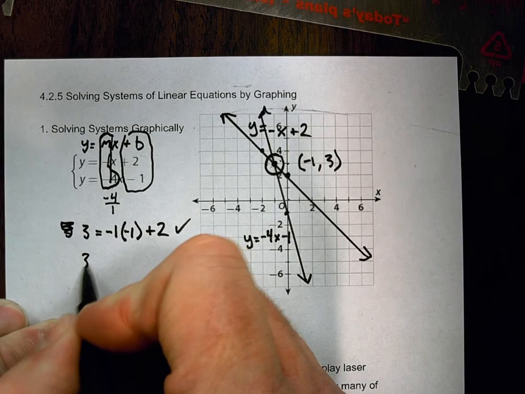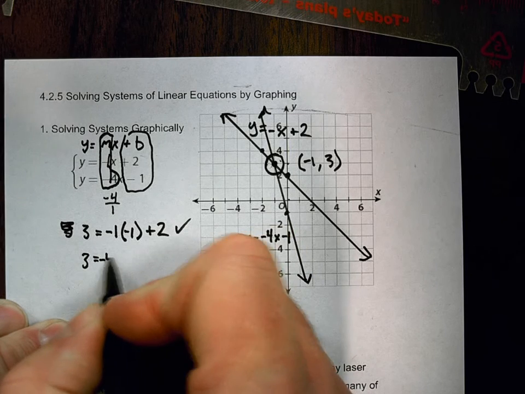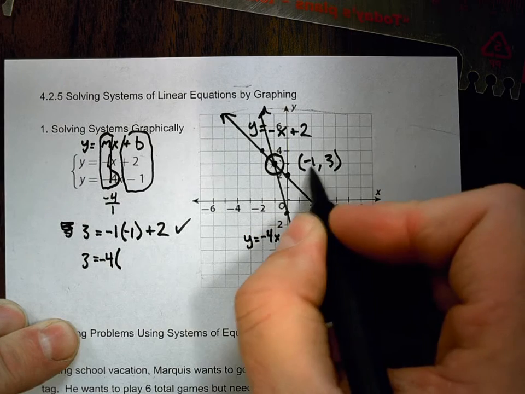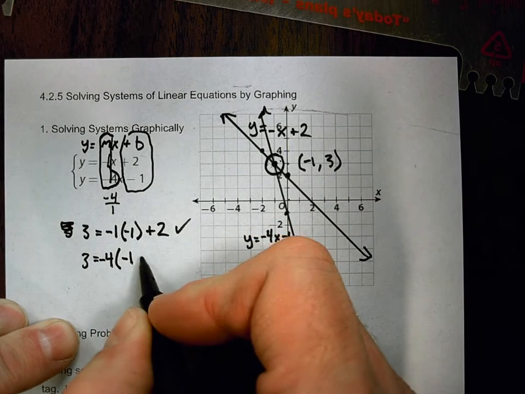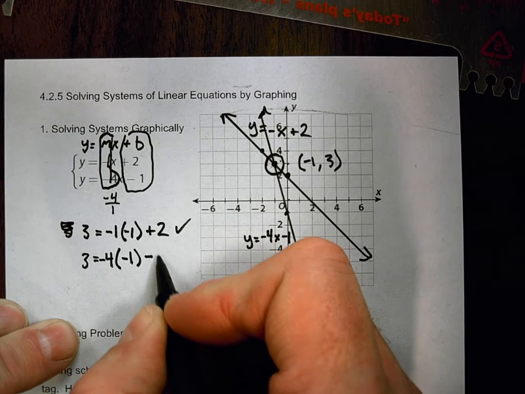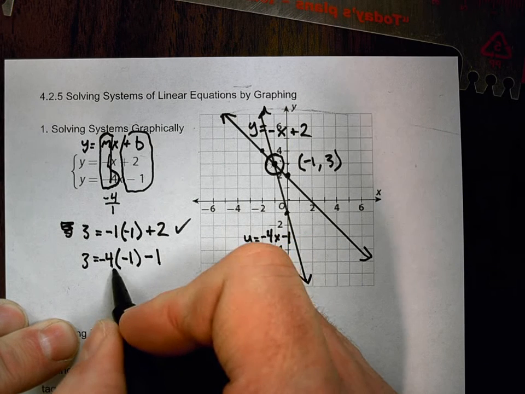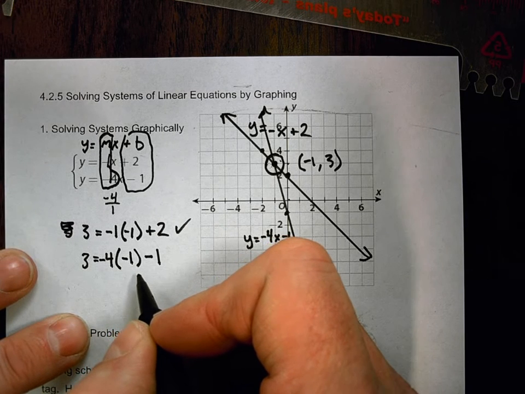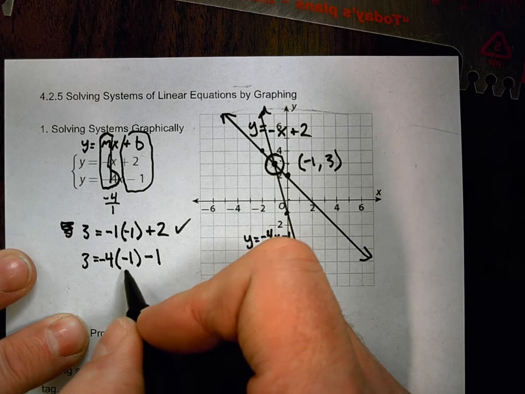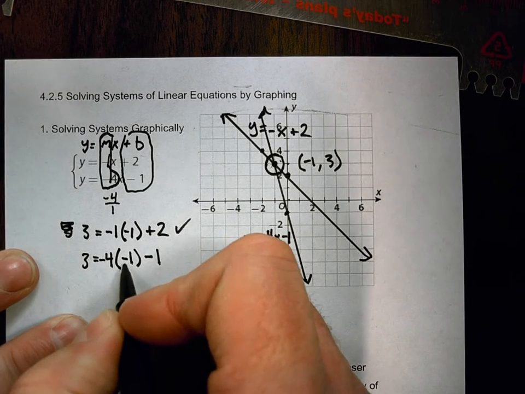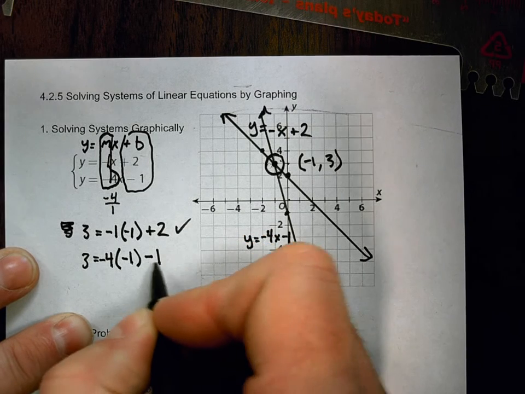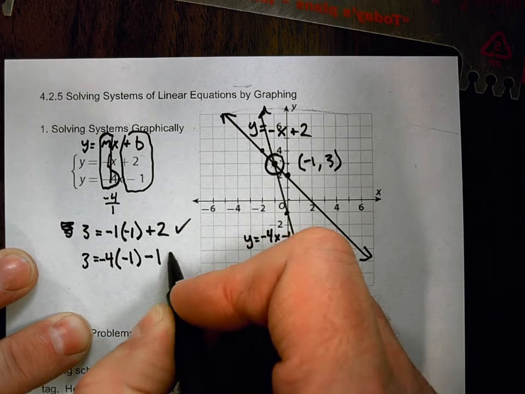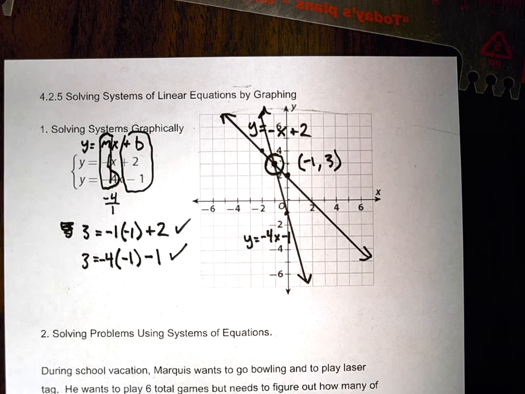Let's go to the second one. So 3 equals 4 times -1 minus 1. What's -4 times -1? It's 4. What's 4 minus 1? Is that equation true? Yes. So we found the solution where both parts meet together.